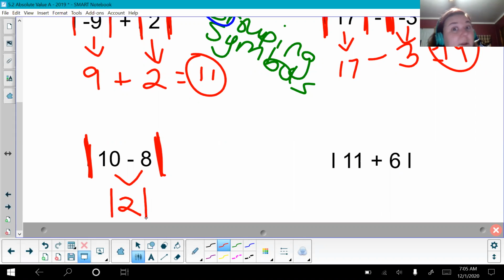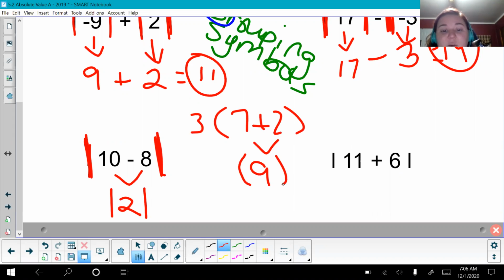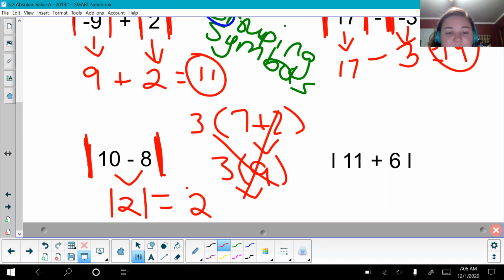Then bring down your absolute value sign, because just like when you did parentheses, we would do 7 plus 2, and say there was a 3 out here. You would do this and then you would multiply, right? So you bring it down. Then I ask, how far is 2 from 0? Take the absolute value of 2, which is 2.